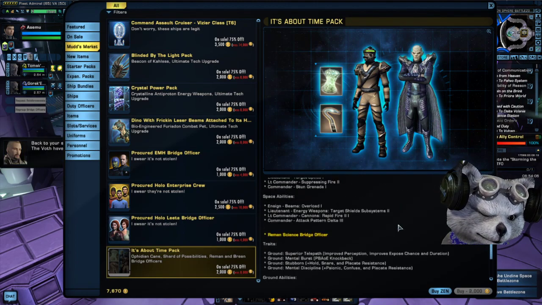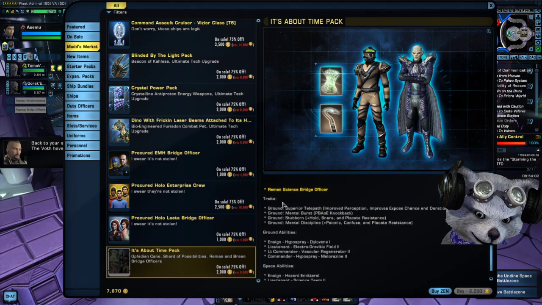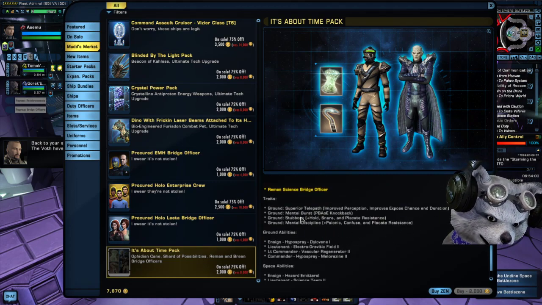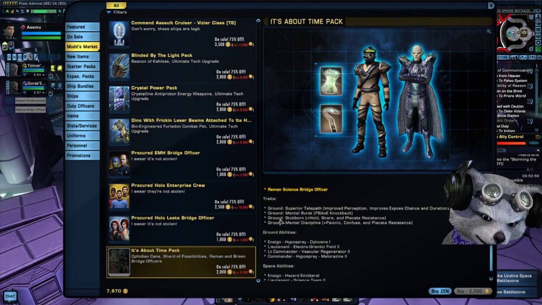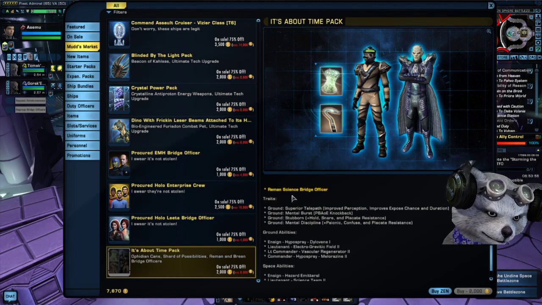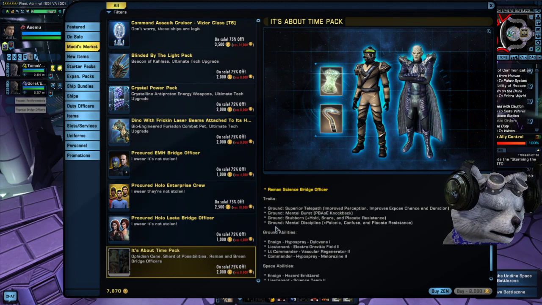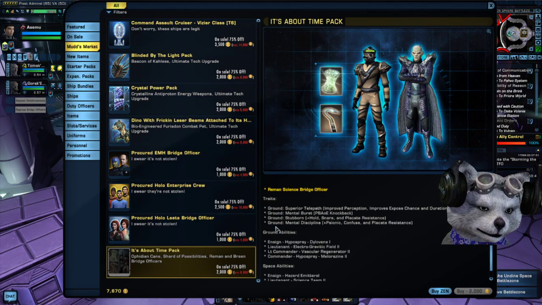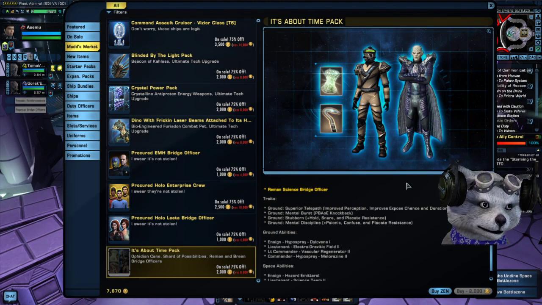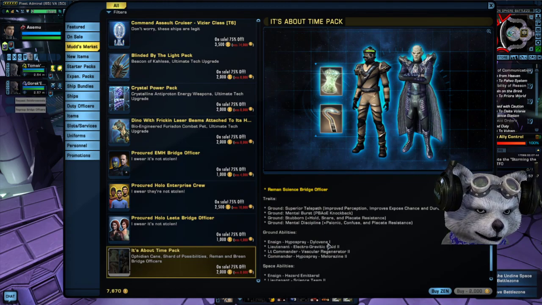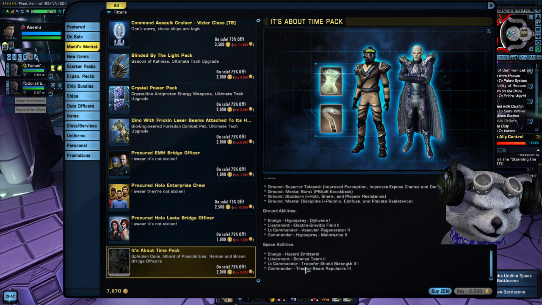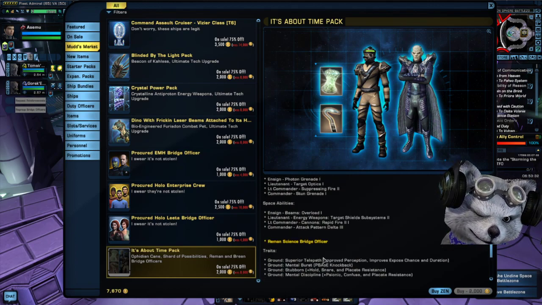The bridge officer, the Riemann one. This is not good because this is all ground. What you want for a Riemann bridge officer is the superior subterfuge, and actually, I think they have a superior Romulan operative one for Riemann, but this is not the one. I'm just telling you that this is not the one.